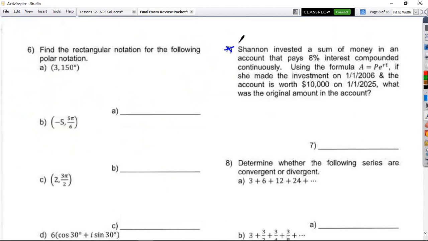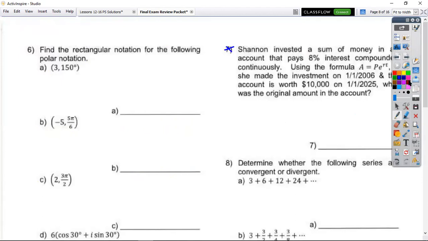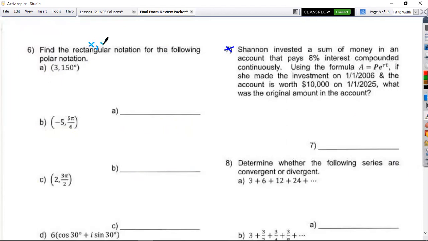All right, this whole first column, these all work the same. You want to find rectangular notation for the given polar. So formula sheet again. Rectangular is x, y. Polar is r and theta. So you want rectangular on this. So I'm going to go x equals 3 cos 150, and then y is equal to 3 sine of 150.